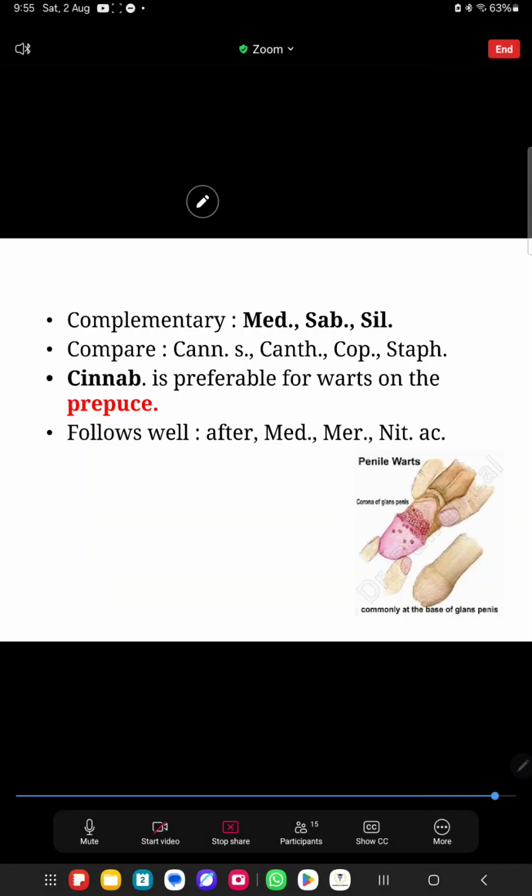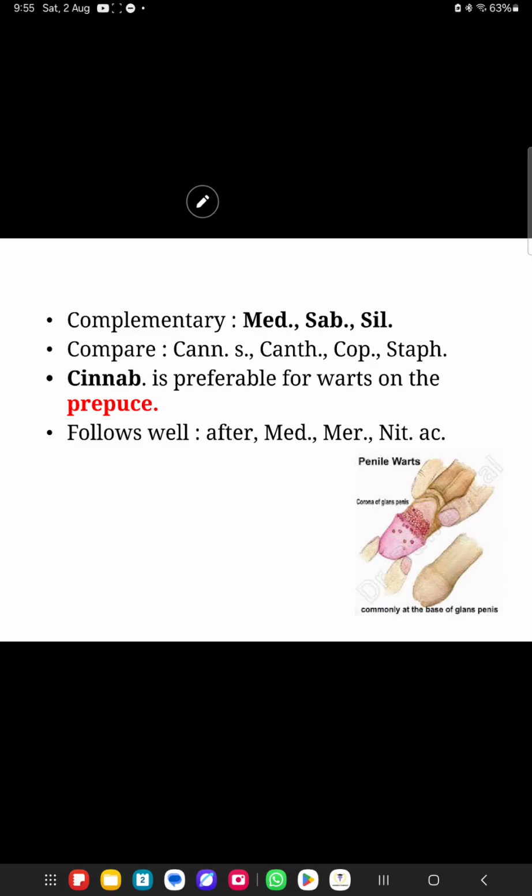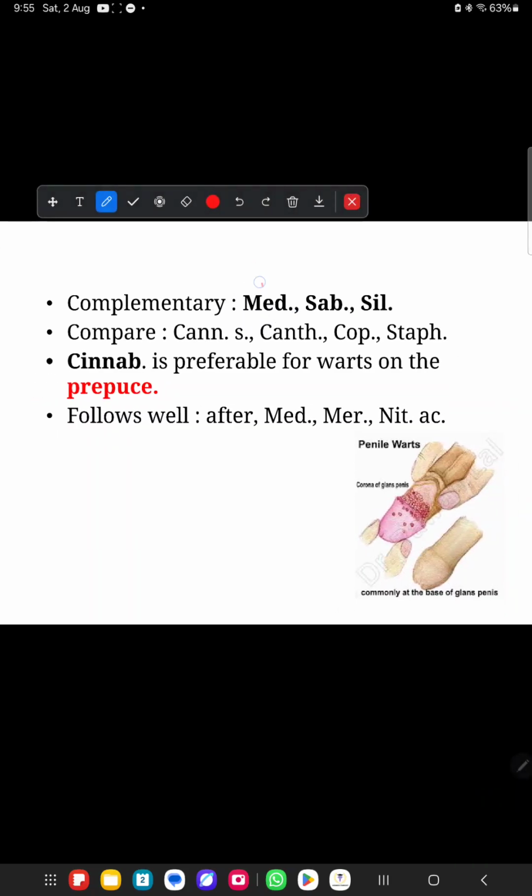Now we will talk about the relationship. Okay, relationship. Complementary. Why is Medorrhinum complementary? Because I have already described. Medorrhinum is complementary, and Sabina is there and Silicea is also there. And we can compare with Cannabis sativa, Cantharis, Copaiva officinalis and Staphysagria.